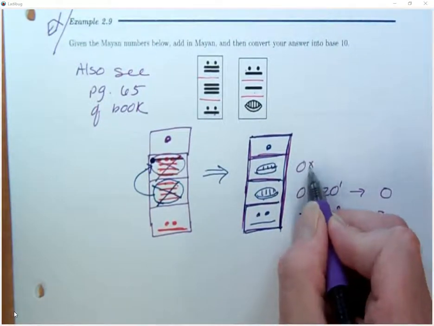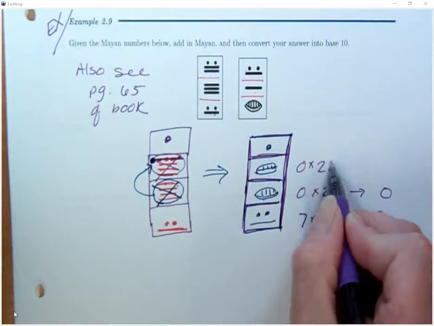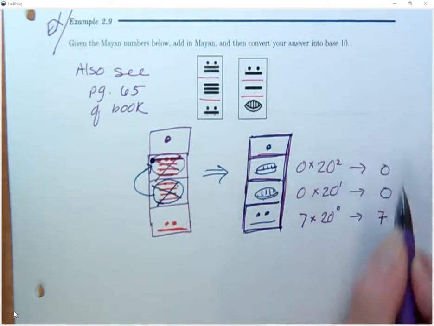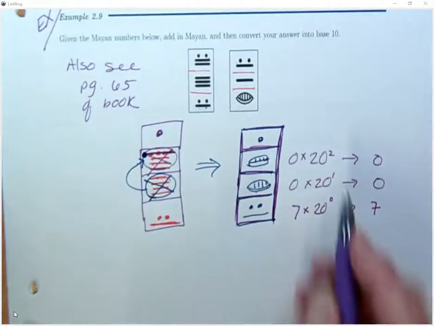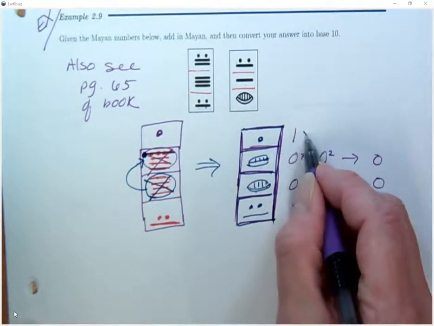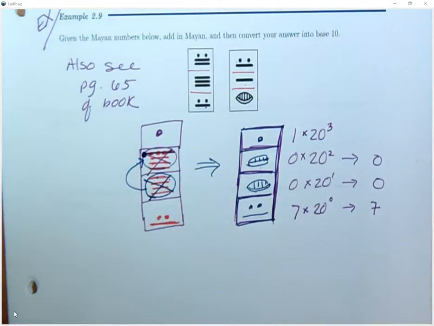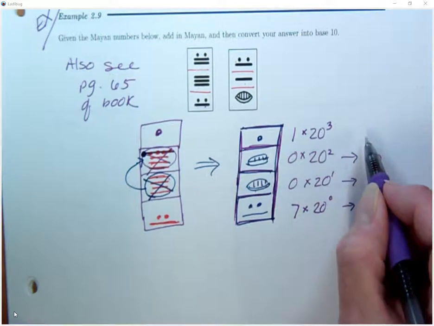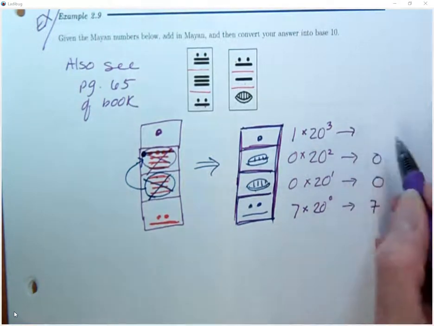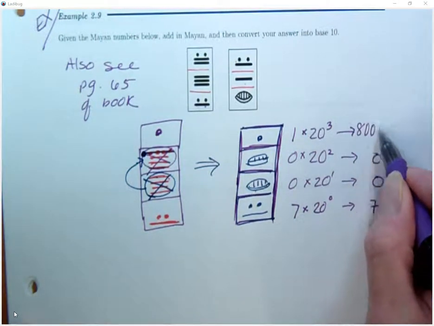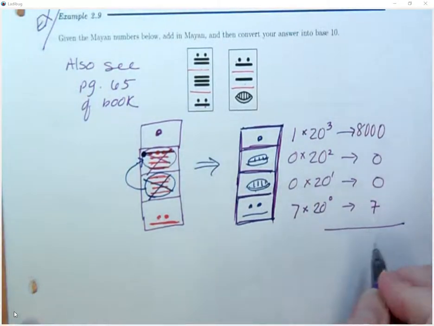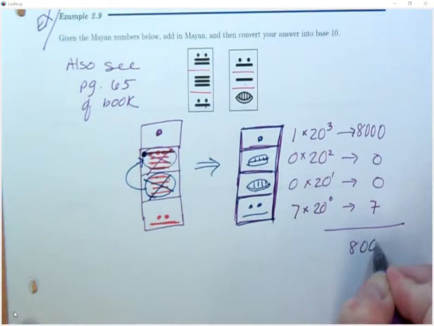Again, 0. Now this last one is going to be 1 times 20 cubed. That comes out to be 8,000. So our answer is 8,007 in base 10.